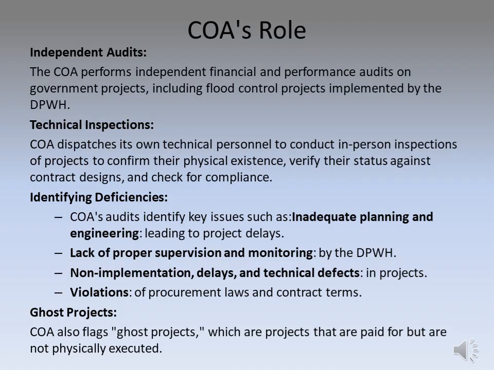Identifying deficiencies. COA's audits identify key issues such as inadequate planning and engineering, leading to project delays. Lack of proper supervision and monitoring by the DPWH. Non-implementation, delays, and technical defects in projects. Violations of procurement laws and contract terms.